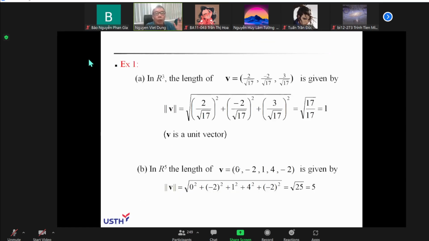And here are some examples. In the 3 space R3, we consider the vector V given by those numbers. Then the length of V, we can compute it, is exactly the square root of 17 over 17, meaning it has length 1, or in other words, V is a unit vector. And in 5 space R5, if you are given a vector V like that, its length will be the square root of that one, and it is 5 by a very simple calculation.